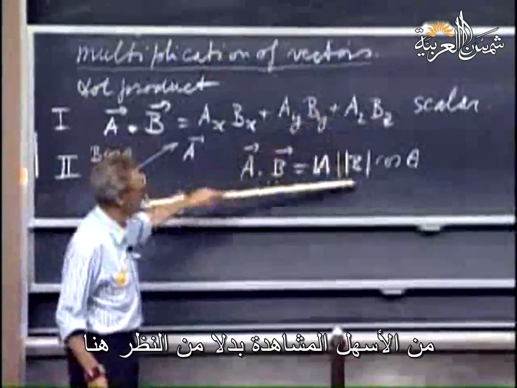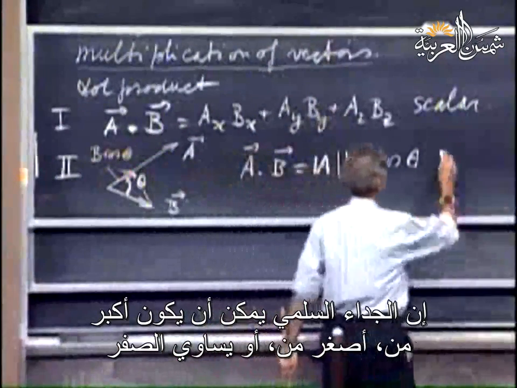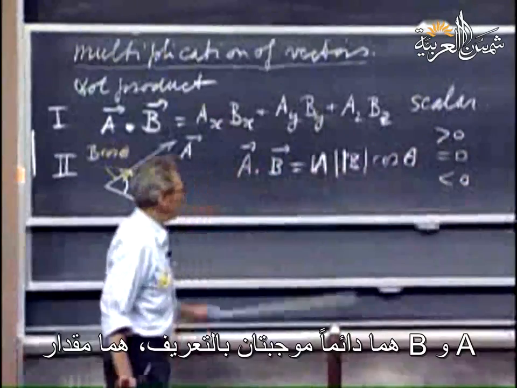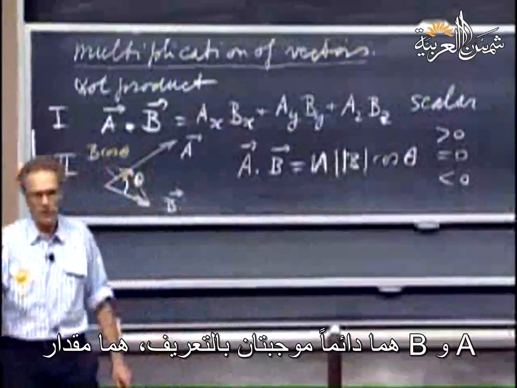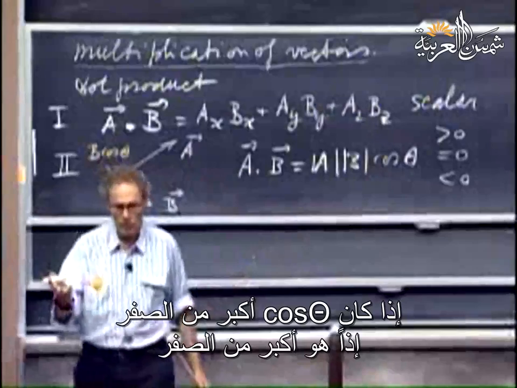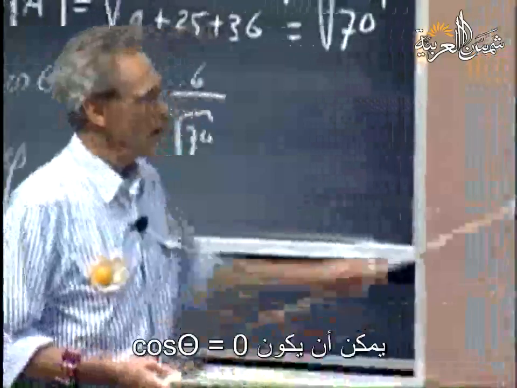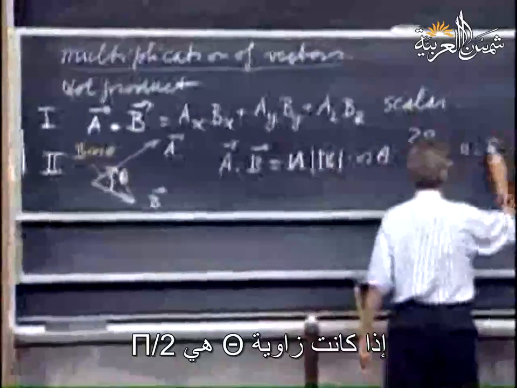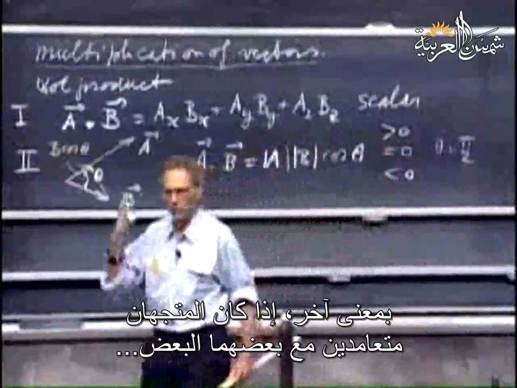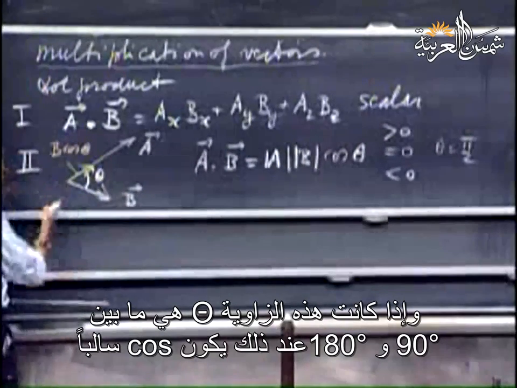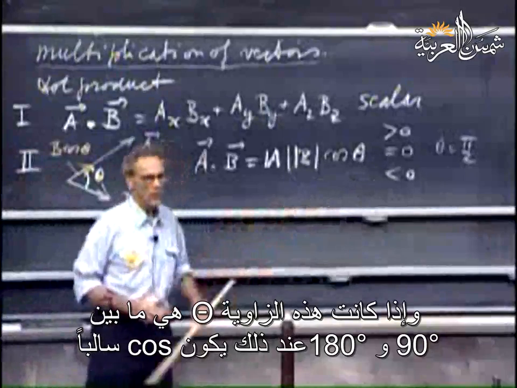You can immediately see by looking at this, it's easier to see than looking here, that the dot product can be larger than 0, it can be equal to 0, and it can be smaller than 0. A and B are, by definition, always positive. They are the magnitude. But so it's determined by the cosine of theta. If the cosine of theta is larger than 0, well, then it's larger than 0. The cosine of theta can be 0. If the angle for theta is pi over 2, in other words, if the two vectors are perpendicular to each other, then the dot product is 0. And if this angle theta is between 90 degrees and 180 degrees, then the cosine is negative.